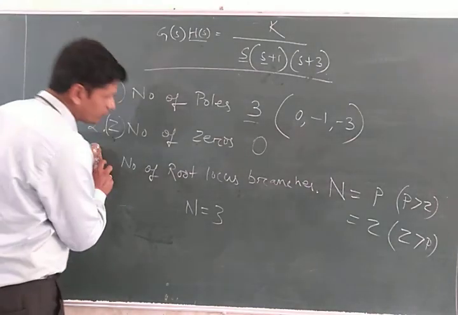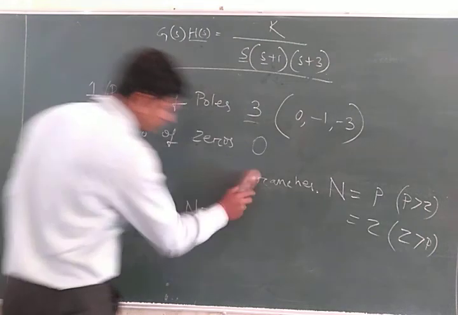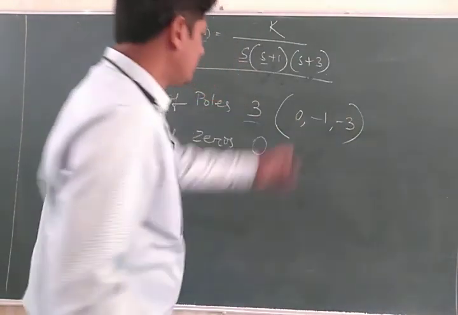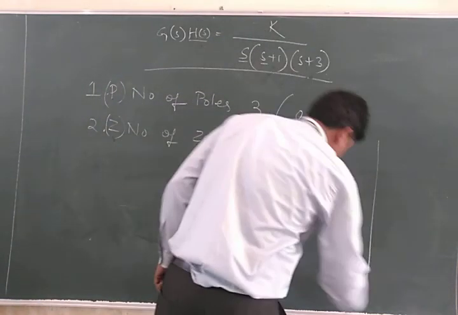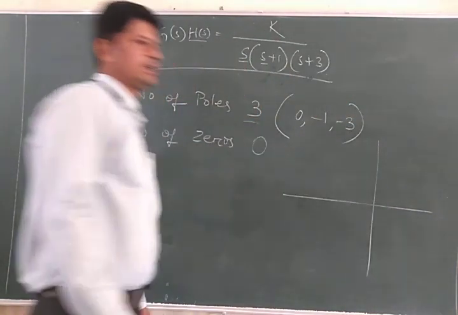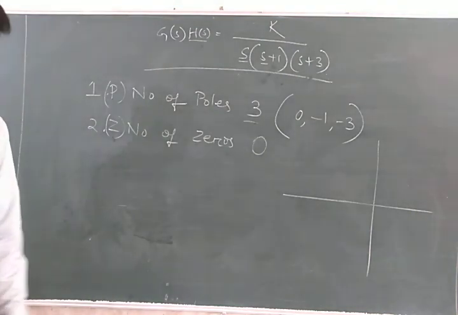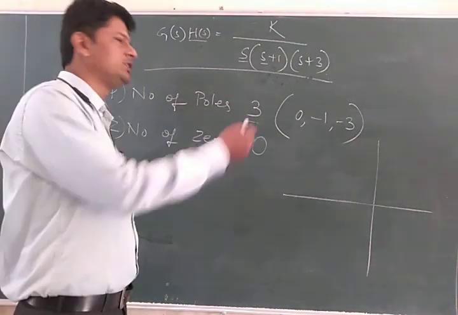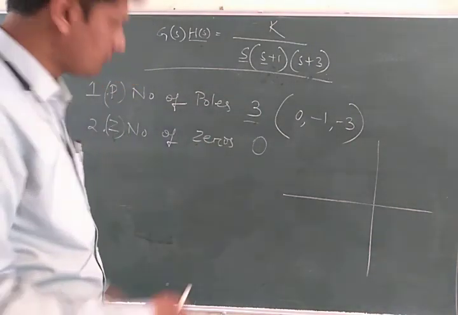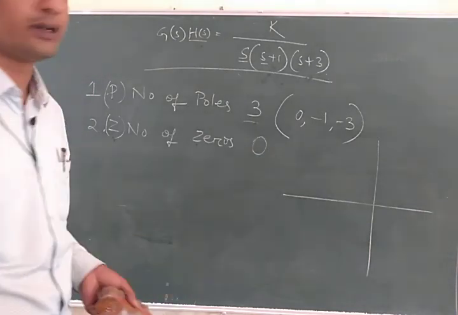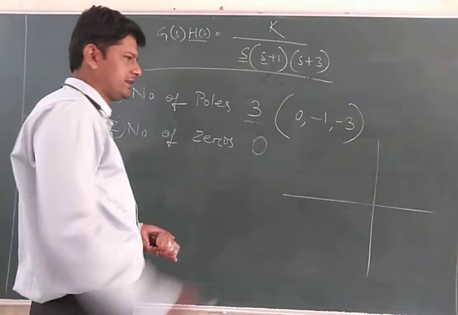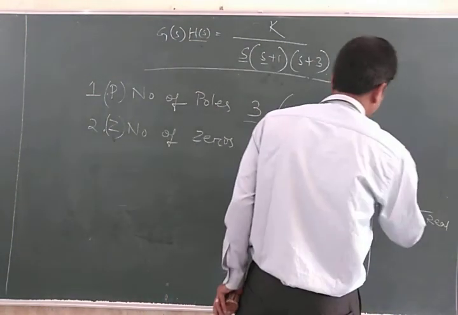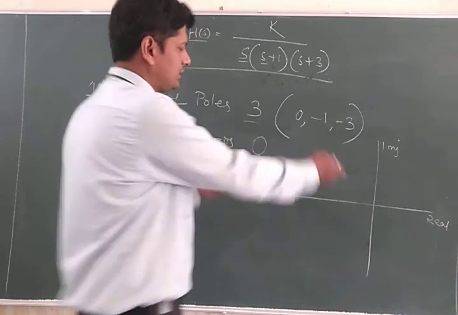Then we have to go to point number 4. But before that, we have to mark the open loop poles and open loop zeros in the s plane, which we will draw in the answer sheet or in our notes on the right side of the paper. This is the real part, this is the imaginary part, just placed in a random way.